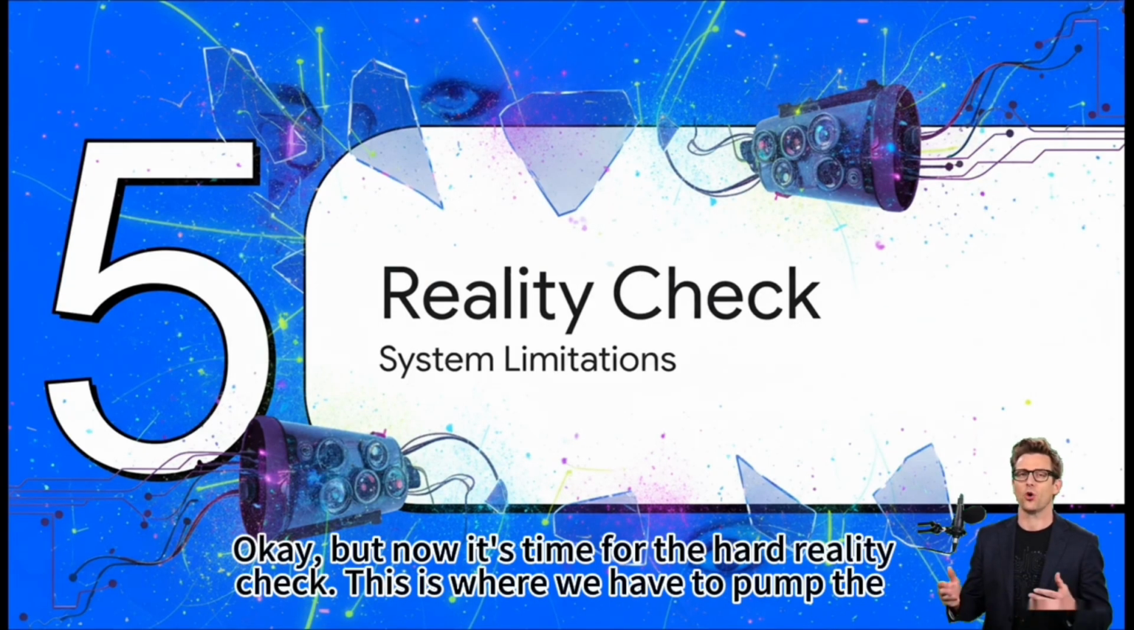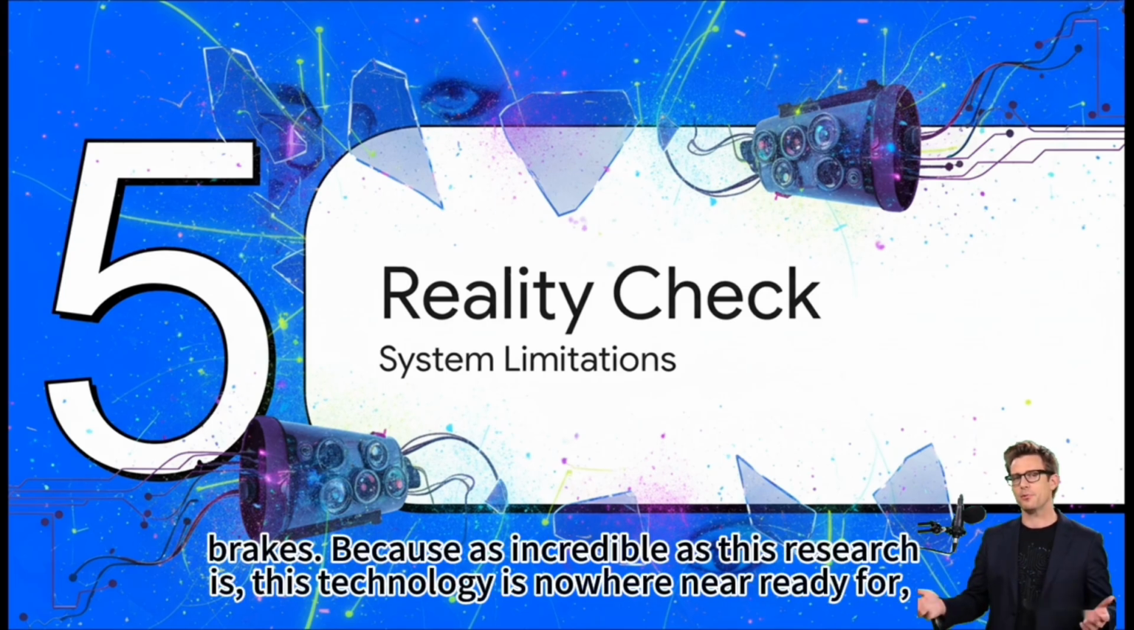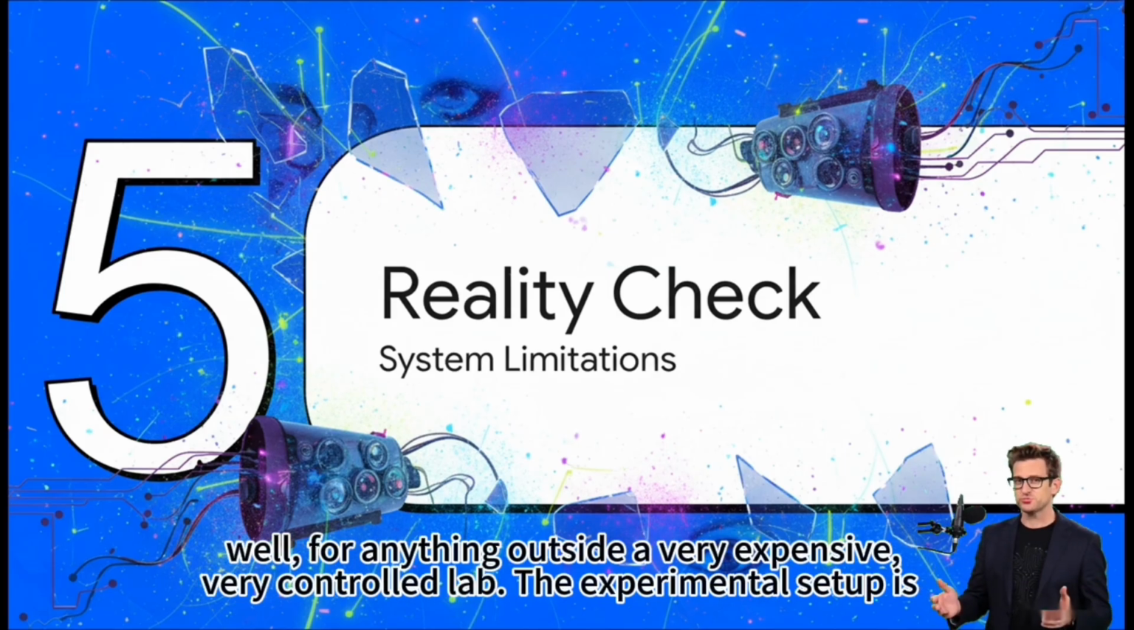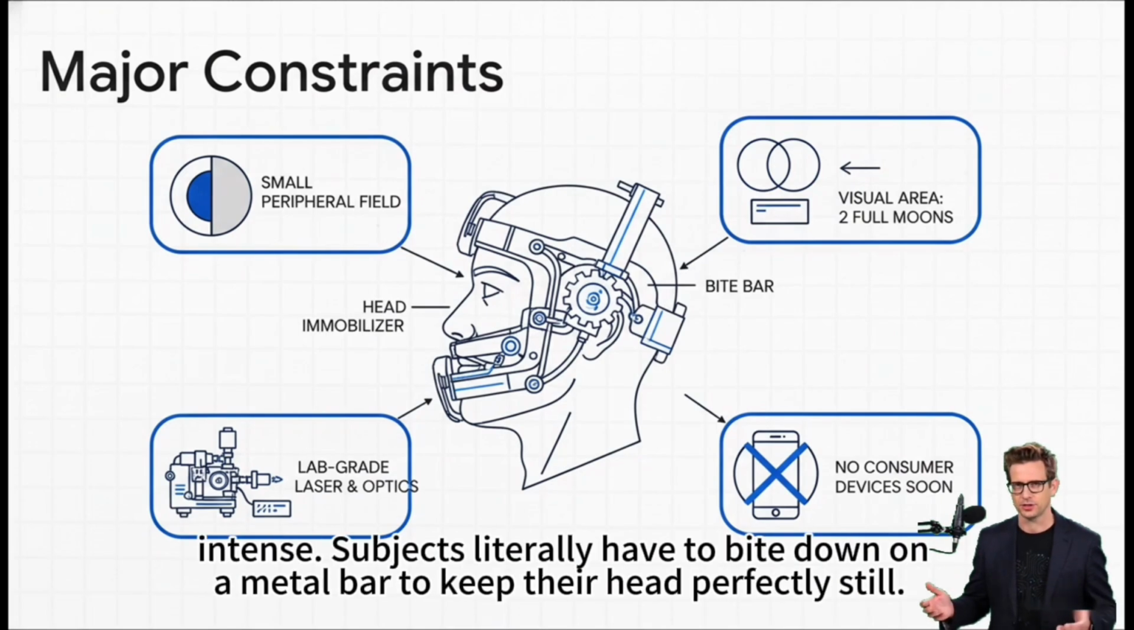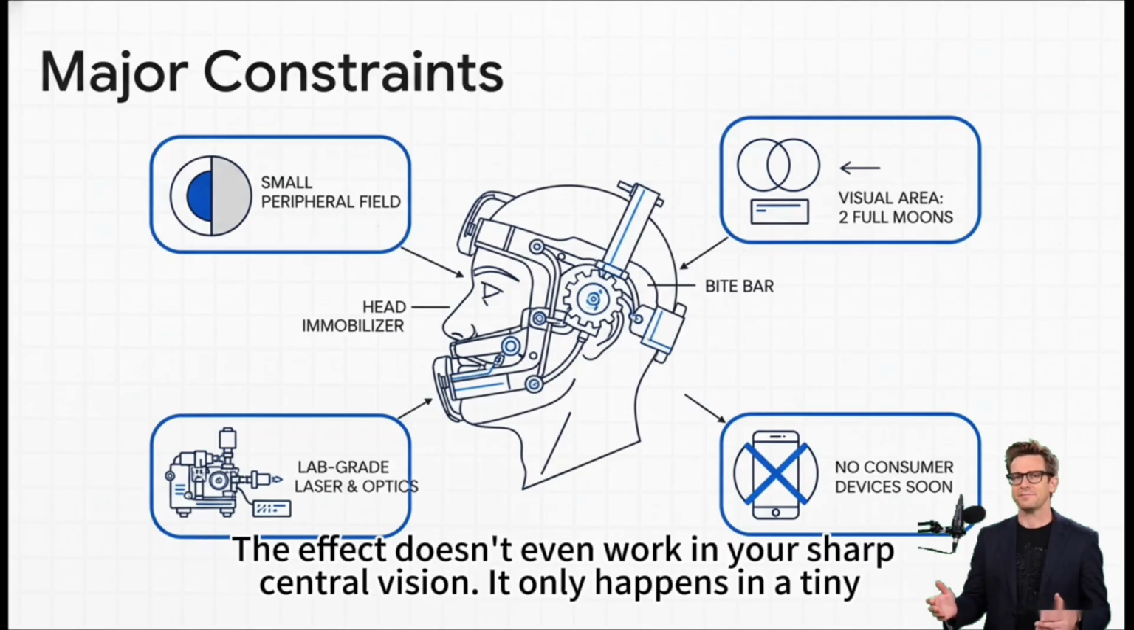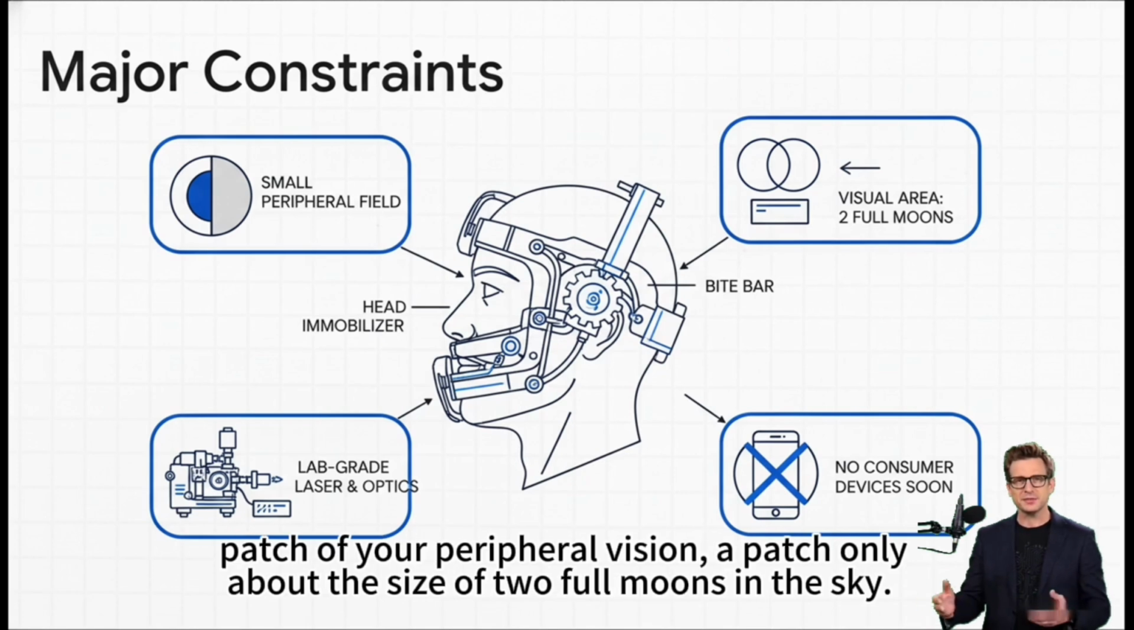Okay, but now it's time for the hard reality check. This is where we have to pump the brakes. Because as incredible as this research is, this technology is nowhere near ready for anything outside a very expensive, very controlled lab. The experimental setup is intense. Subjects literally have to bite down on a metal bar to keep their head perfectly still. The effect doesn't even work in your sharp central vision. It only happens in a tiny patch of your peripheral vision, a patch only about the size of 2 full moons in the sky.